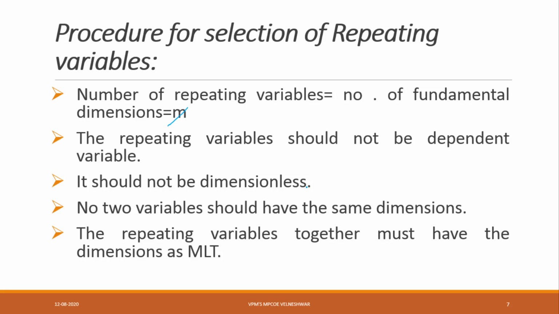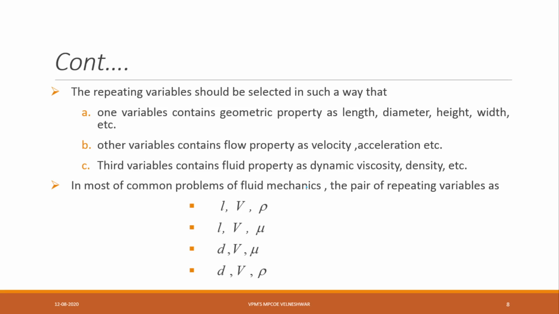It should not be dimensionless. Obviously, whatever you choose should not be dimensionless. No two variables should have the same dimensions. Suppose you see velocity and acceleration, both having the same dimension, how will you consider this? That is the point here. The repeating variables together must have the dimensions M, L, T. In some cases, like marks, a variable will be absent, but it is still in MLT because M to the power of 0, L to the power of 0, T to the power of 0.